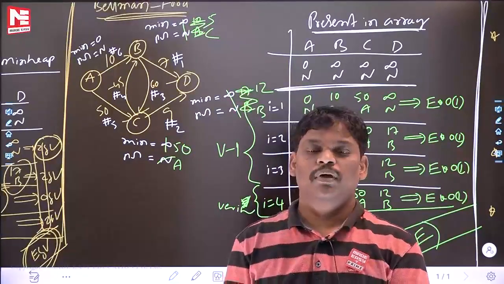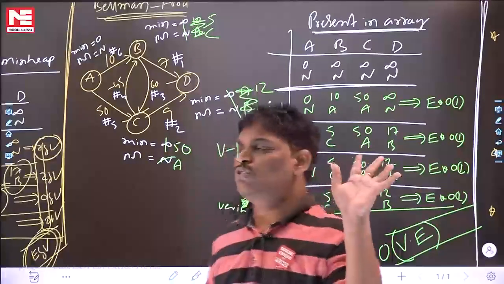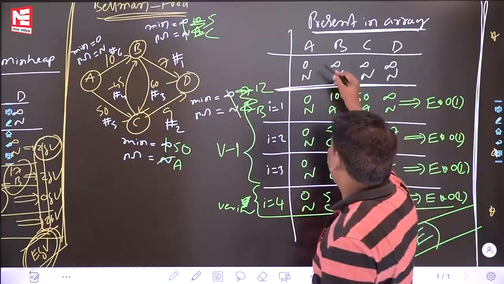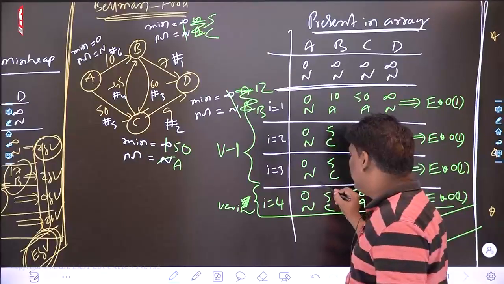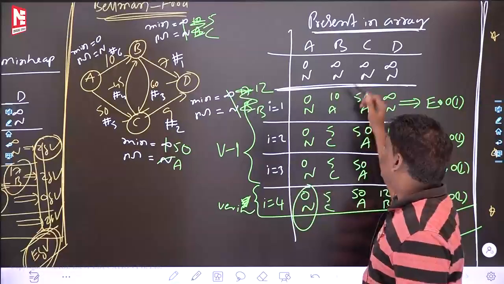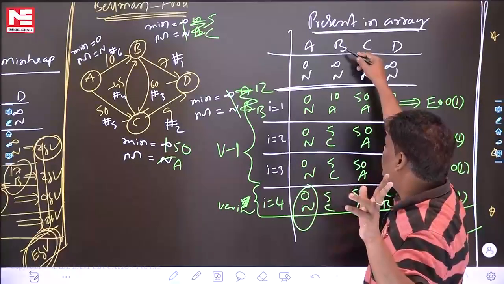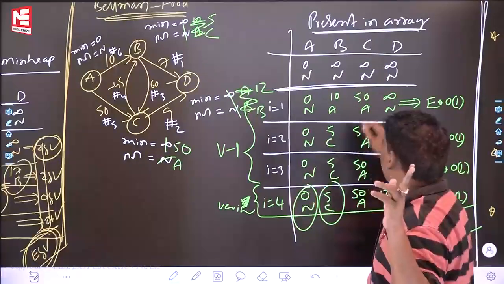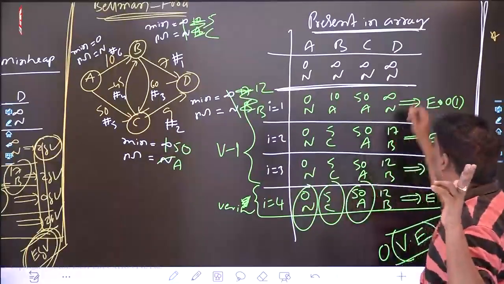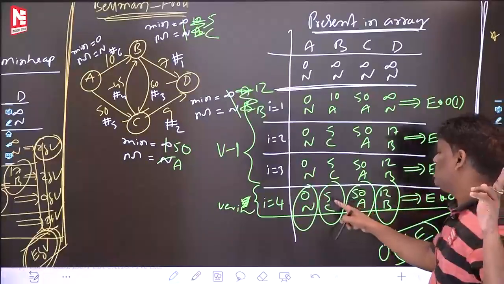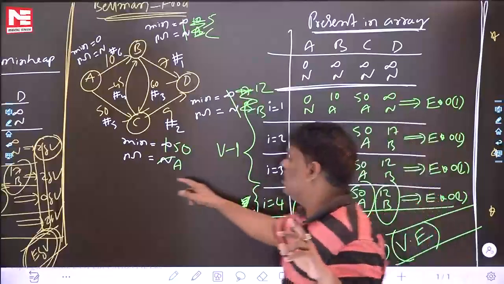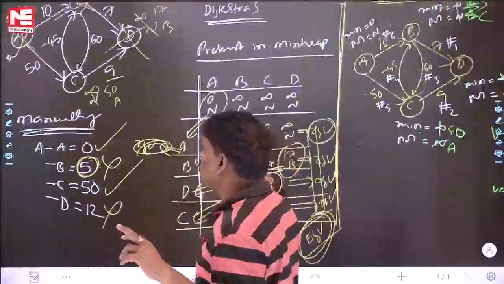Next, I want to tell you an interesting answer. Finally, A to A, what is the minimum cost? 0. Finally, A to B, source is A to B, minimum cost 5. A to C, final cost 50. A to D, final cost 12. If you want, you can check. 0, 5, 50, 12. Manual checking is already there. See this one, 0, 5, 50, 12.